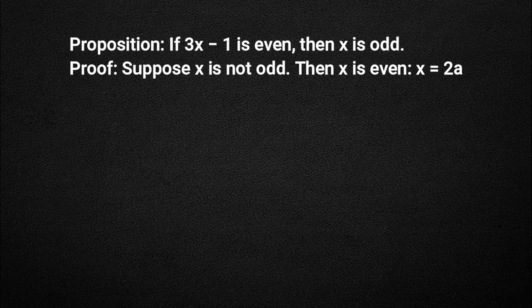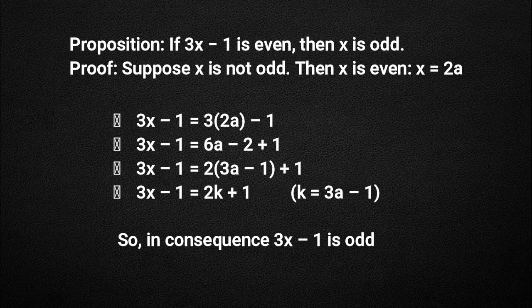If 3x minus 1 is even, then x is odd. Proof: suppose that x is not odd, then x is even. X is defined by x equal to 2a. In consequence, 3x minus 1 is odd.